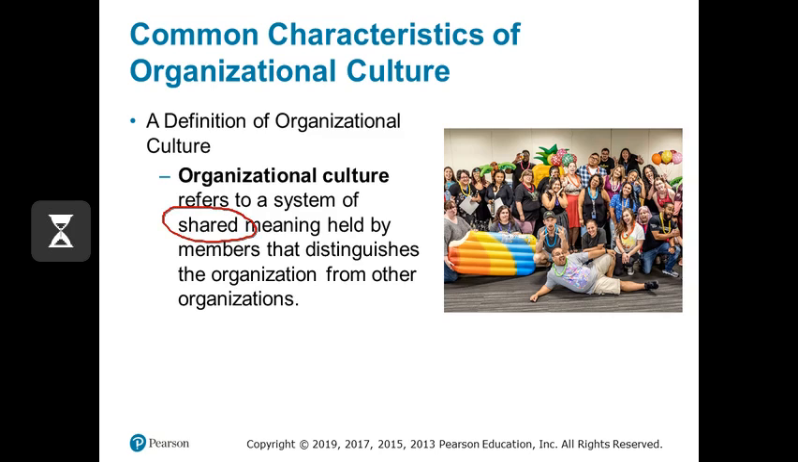Shared is critical here because if all the members of your organization, or at least a majority of the members, don't actually share what they believe your culture is, then that's not really part of your culture. That's part of some people's experiences. So for example, if you believe you have an autonomous culture within your company, that employees have autonomy, but very few employees actually believe that, then that's not a shared system of meaning.